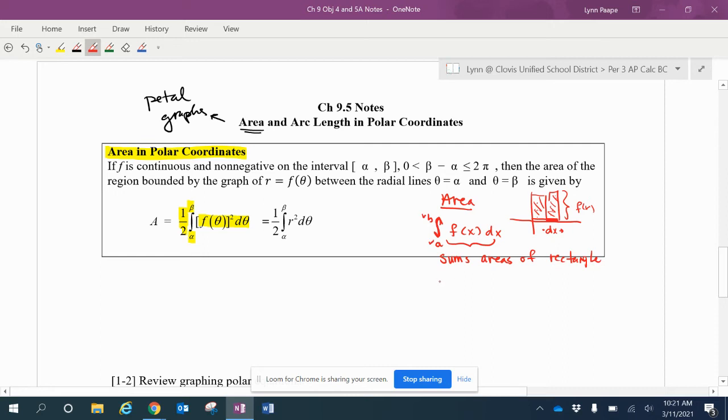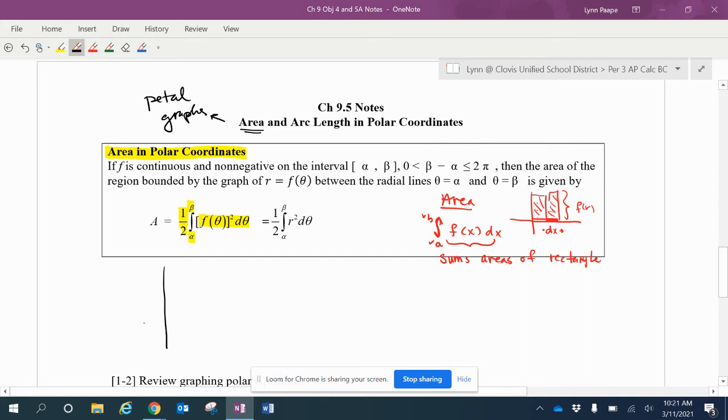Polar coordinates don't graph the same way, right? We don't go over and up, so that's not how we graph polar. That is why this formula is different: I'm not adding up areas of rectangles, I'm adding up areas of sectors of circles. So let's get a visual of that.